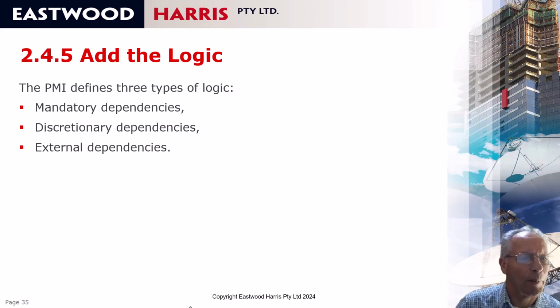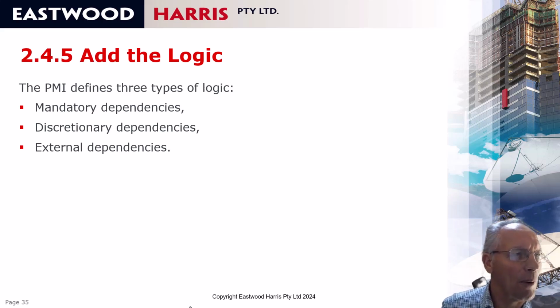First of all, mandatory dependencies are relationships between activities that can't be broken and possibly don't need to be defined in the methodology statement. So for example, you have to put in the rebar before you can pour the concrete, or you have to dig a hole before you pour the concrete into a hole, and that's a mandatory dependency.